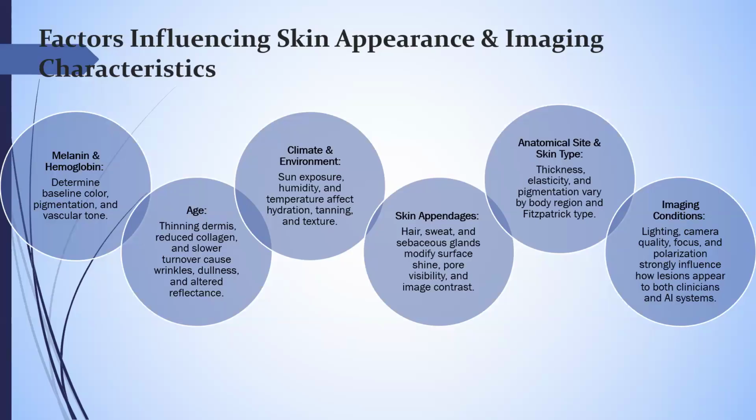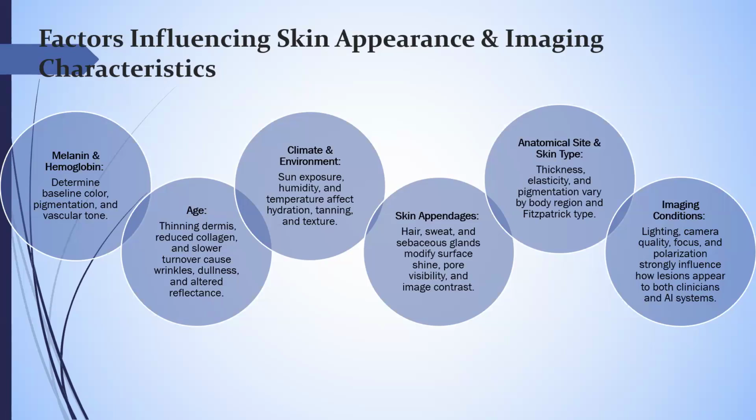And then the climate and environment. A person who's exposed to a lot of sun, like maybe a farmer by occupation or a person who is almost always outside, the skin is entirely different. And the humidity of the area, the temperature effect, everything will change the base appearance of the skin, and hence the appearance of the skin lesion.